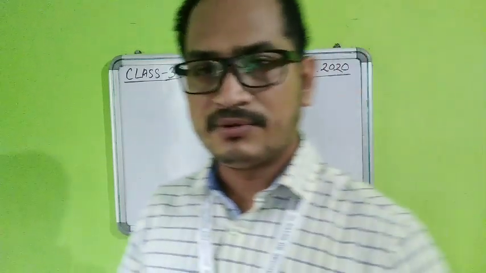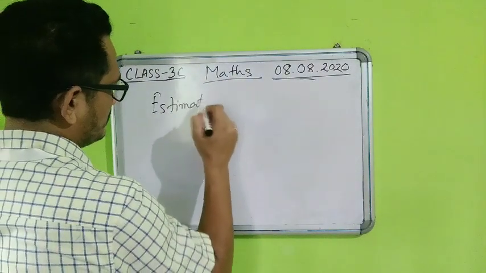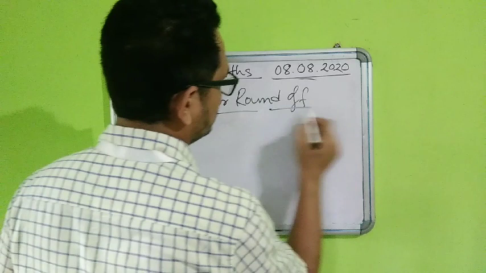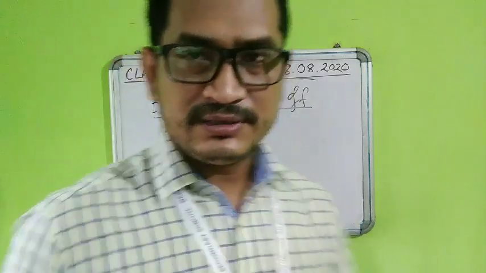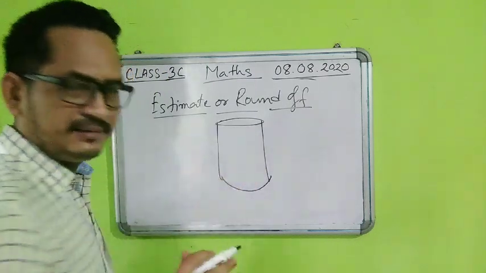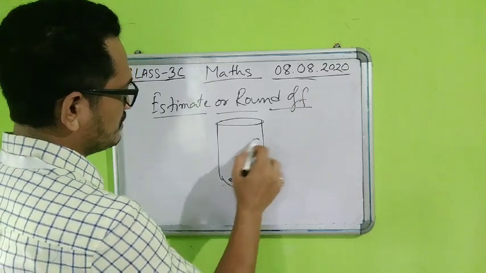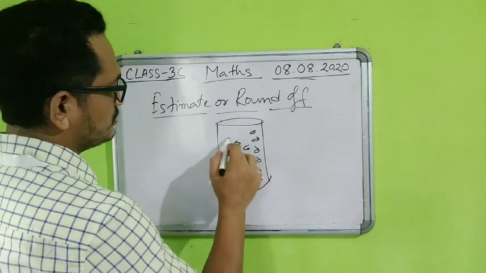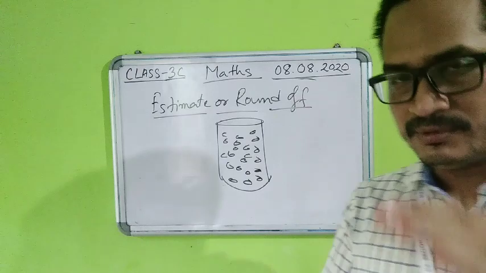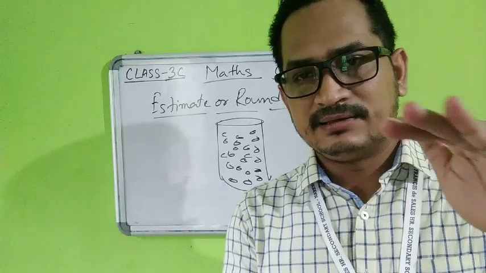Now students, what is round off or what is estimation? That we need to learn. Estimate or round off. Fine. Say suppose students, there is a jar. Inside the jar there are some chocolates. Now you can see in the shop also that there are jars outside, bottles, and chocolates are kept there.